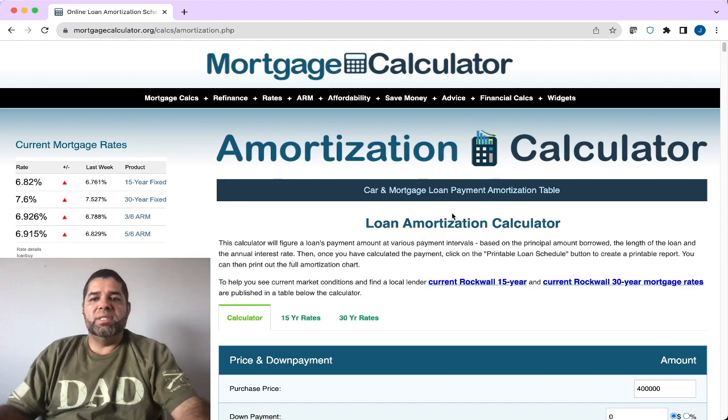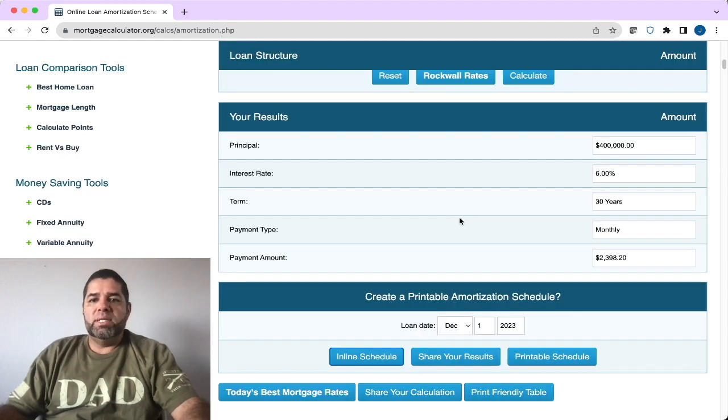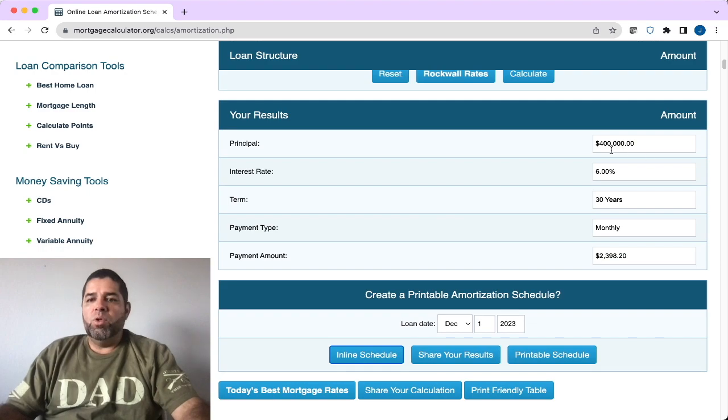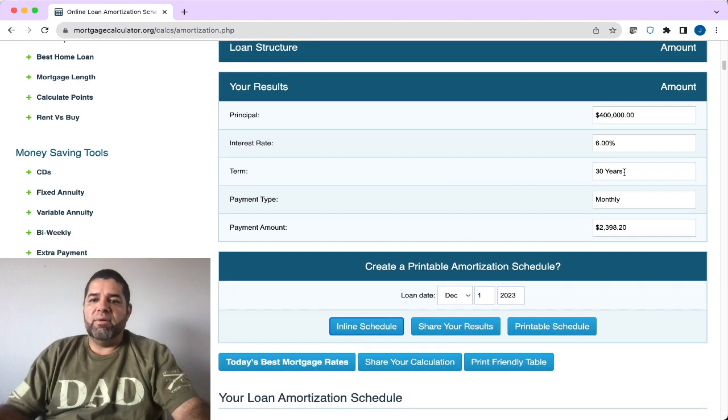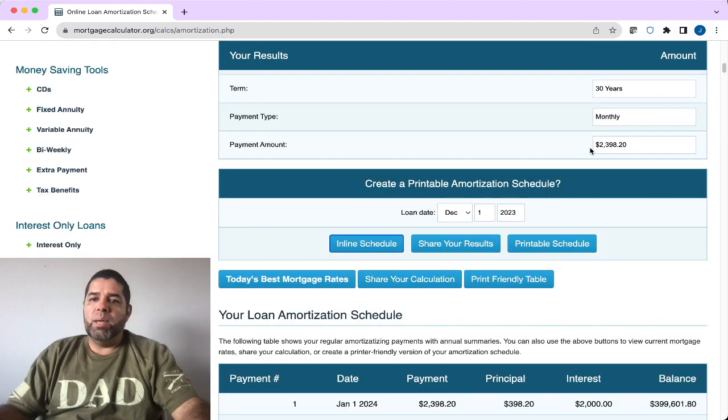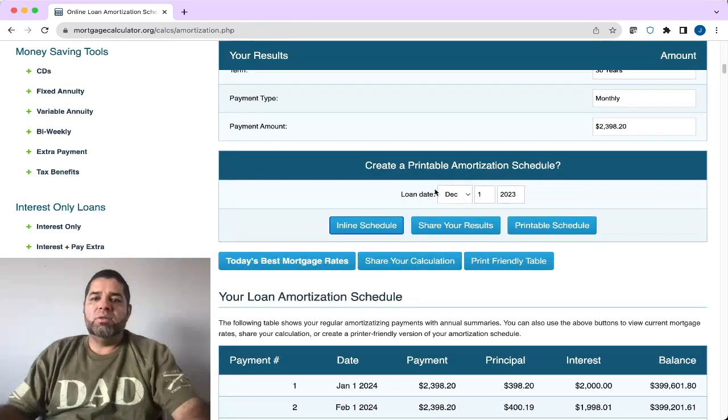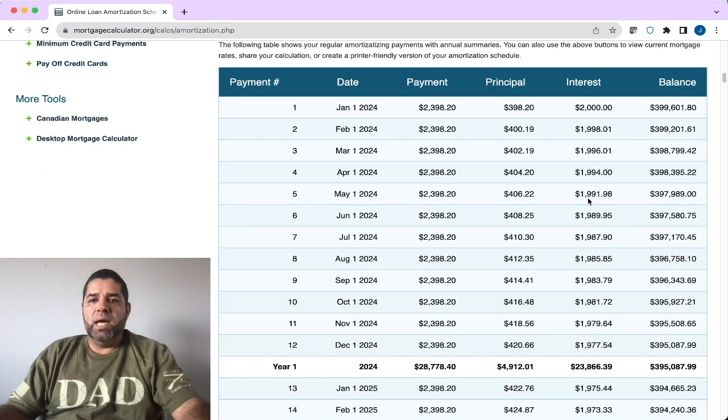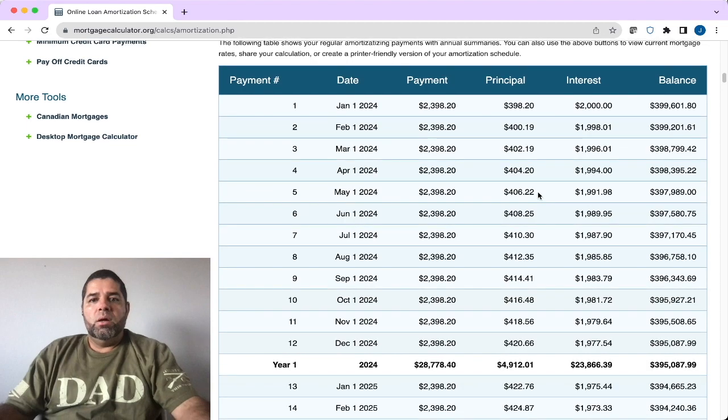And this is an amortization calculator from mortgagecalculator.org. So if we look down here, I applied a principal of $400,000 at 6% for 30 years. This equals a total monthly payment of $2,398.20. I also started the loan date on December 1st, 2023. So down here is your amortization schedule, and this is how much interest and principal will be applied after every payment is made.